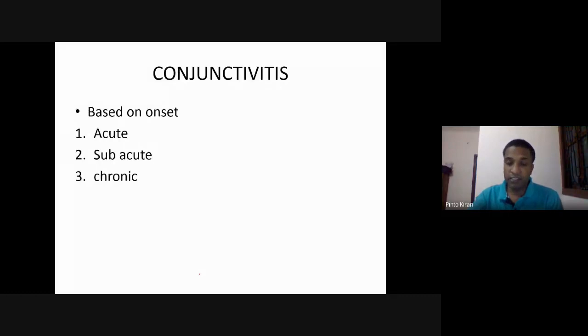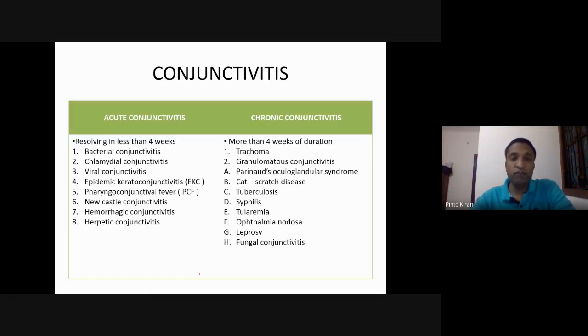Coming to the infection of the conjunctiva, conjunctival infections can be classified based on the onset as acute, subacute, or chronic form. Then you have the acute forms and the chronic conjunctivitis. When you say it's acute conjunctivitis, if the total duration is less than 4 weeks, then it's acute conjunctivitis. When the duration is prolonged for more than 4 weeks, then it's a chronic conjunctivitis. Okay, what are the causes?